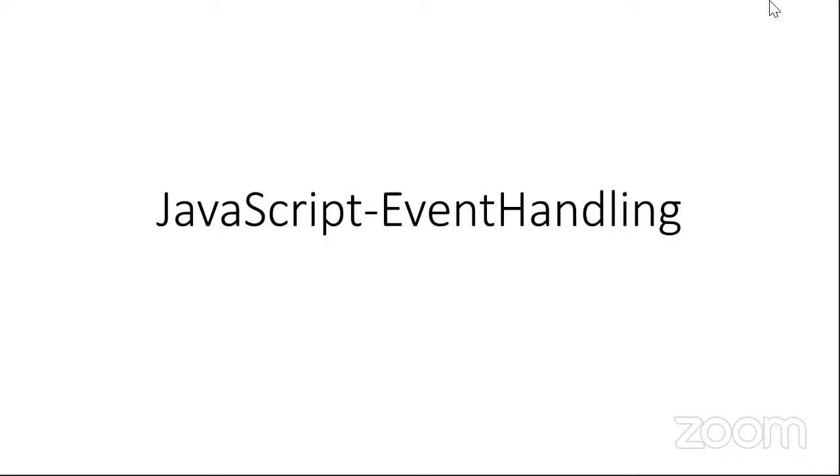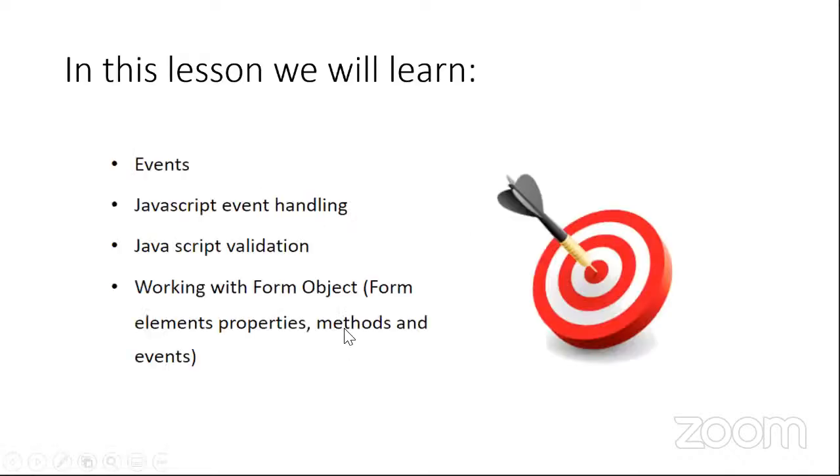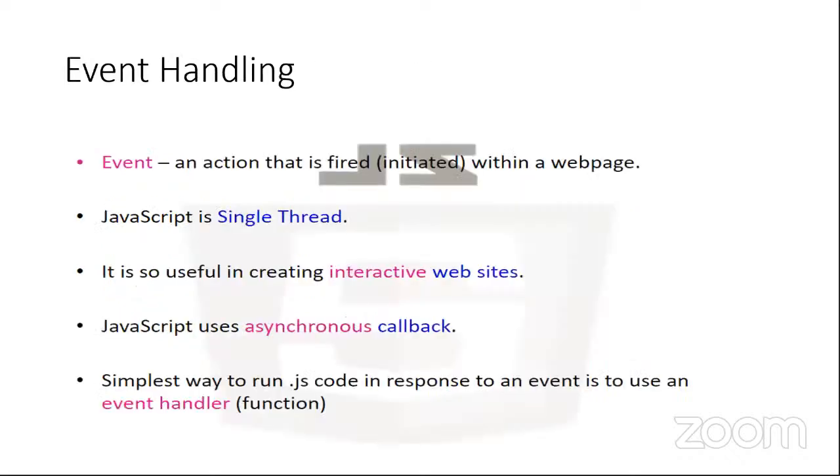Okay, so now let's see this with the presentation. Events, event handling and validation. JavaScript is majorly used for client-side validation. Then working with form objects: form objects with element properties, methods and events, right? An event is an action that is fired or initiated on a web page.